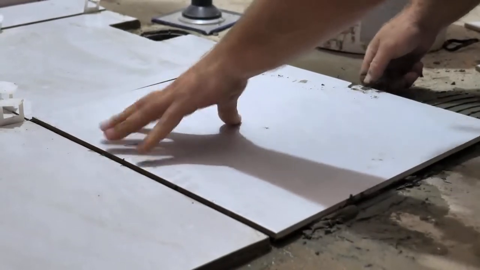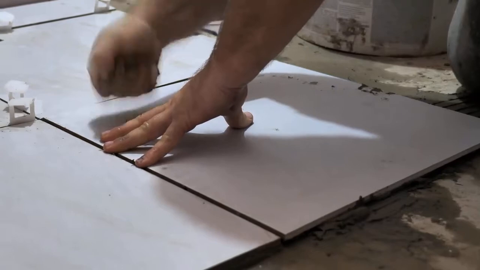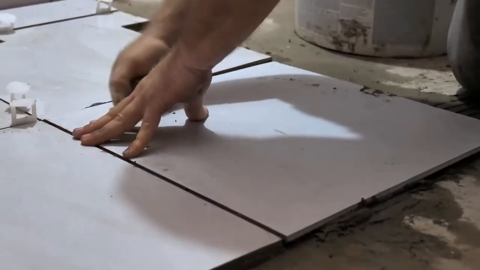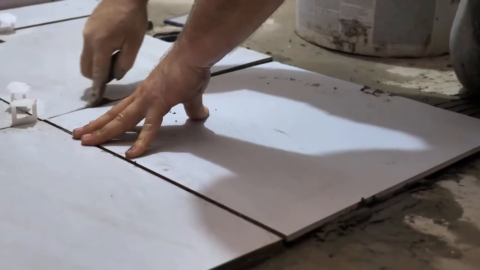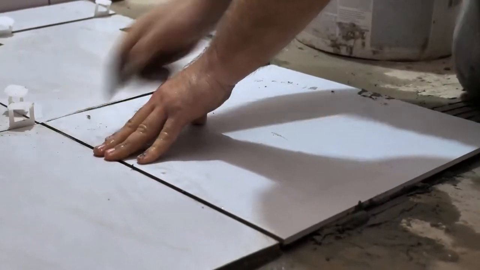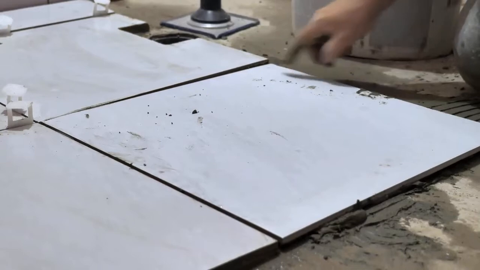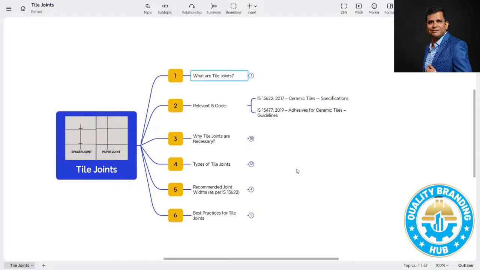And another IS code you need to follow is IS 15477. That is the guideline for adhesive for ceramic tiles, because nowadays we are all using tile adhesive. We are not using mortar. So there are different types of adhesive for different types of substrate and different types of tiles and sizes. So the tile adhesive you need to use, you need to choose before the installation. I have also made a detailed video on that. Please go into the description. You will find a link about the tile glue. So you will get the full information about this. So these are the relevant IS codes you need to follow whenever you are using adhesive.